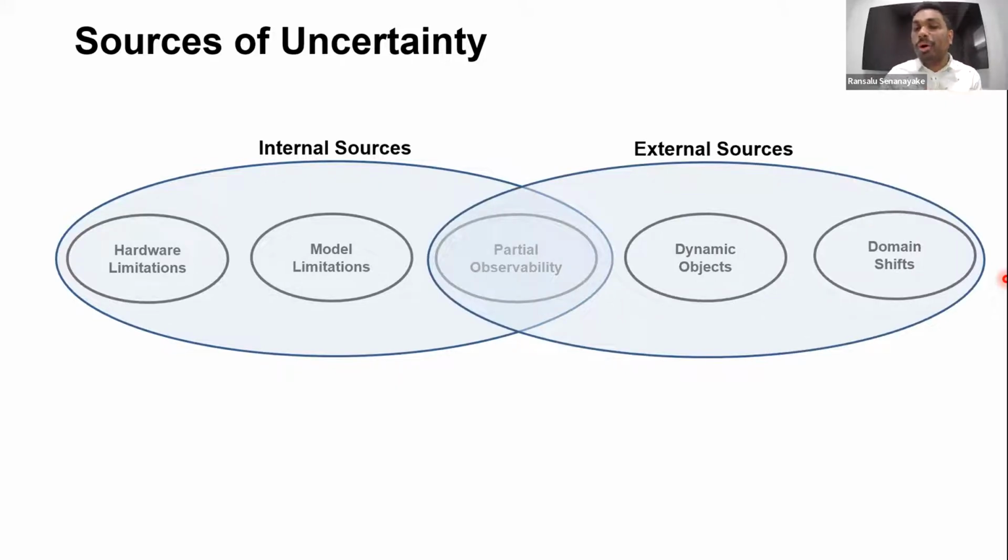Also, if we try to deploy a robot in a totally different environment that it has never seen, then that could also result in uncertainty. So this is not an exhaustive list. I just wanted to identify there are various sources.